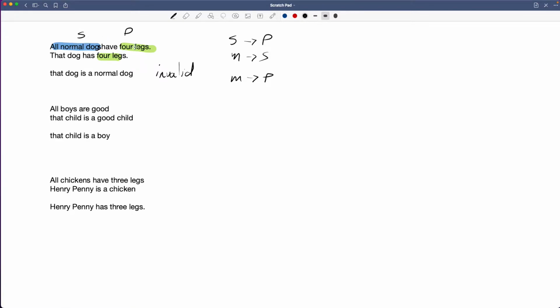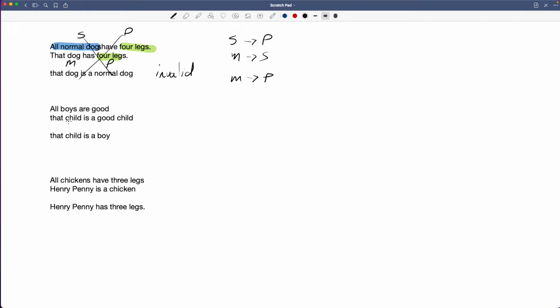This is our rule. This is our member. So that dog is the member. 4 legs is the predicate. It is not the set. So we cannot, it doesn't work. It's invalid. All right, so let's look at this one.